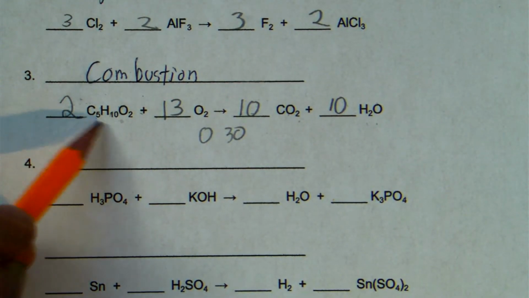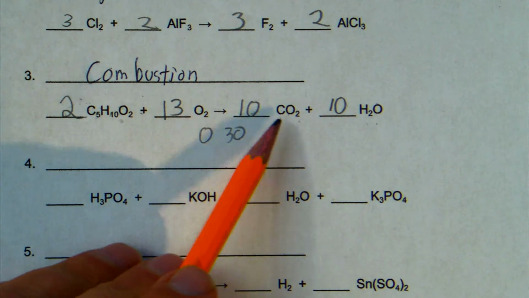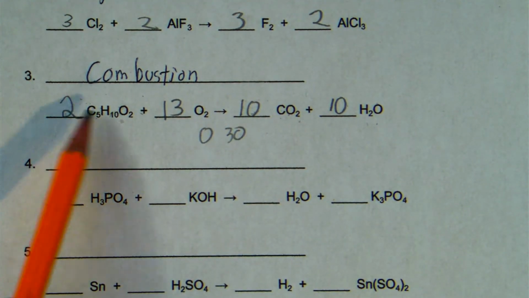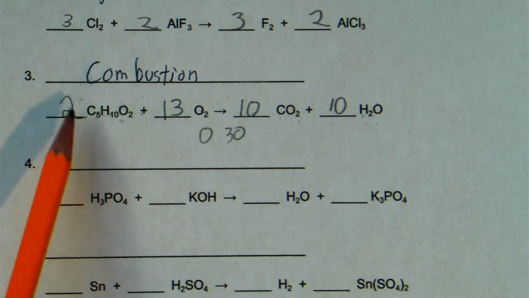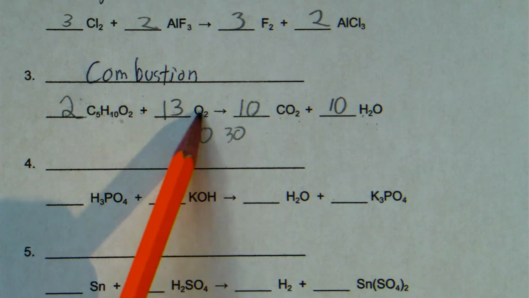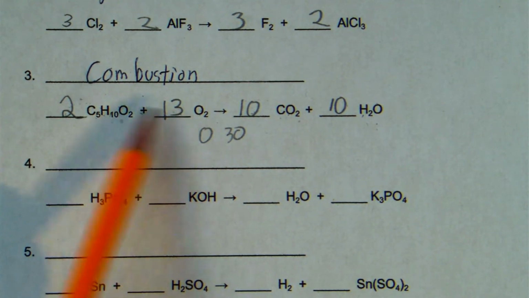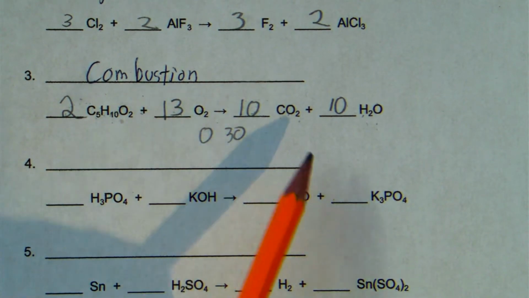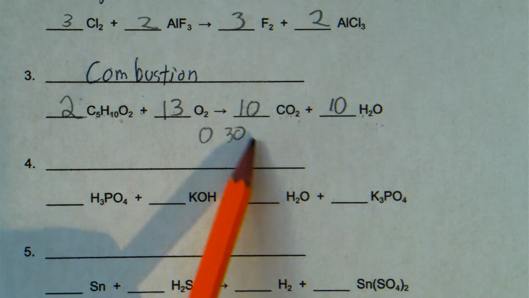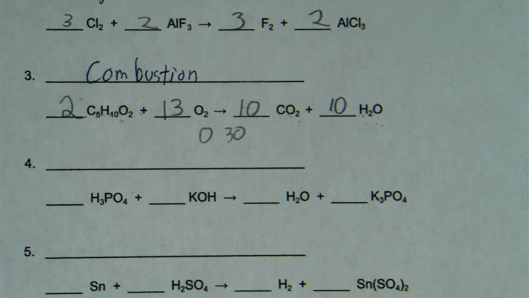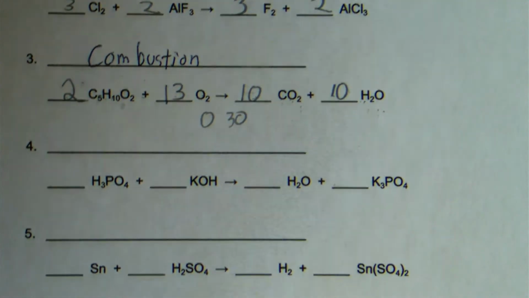I have 10 carbons on the left, 10 carbons on the right. I have 20 hydrogens on the left. I have 20 hydrogens on the right. I have 4 plus 26 is 30 oxygens on the left. I have 20 plus 10 is 30 oxygens on the right. This is now a balanced chemical reaction. Number 4.